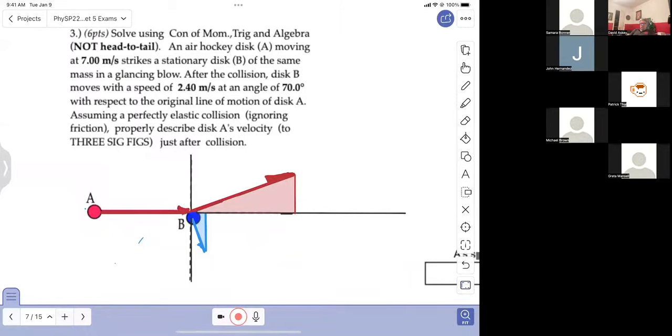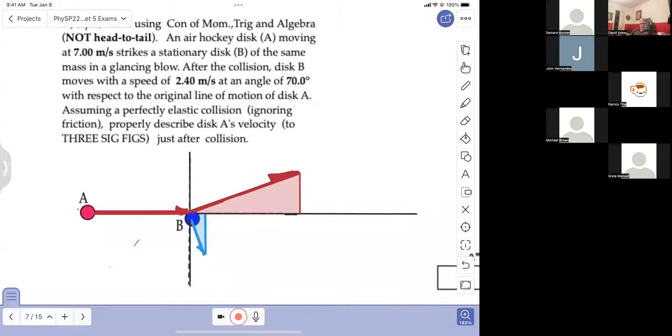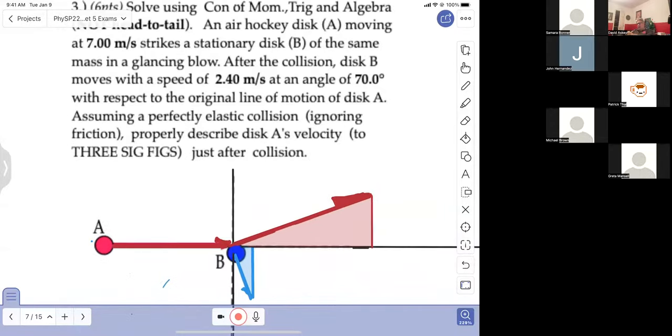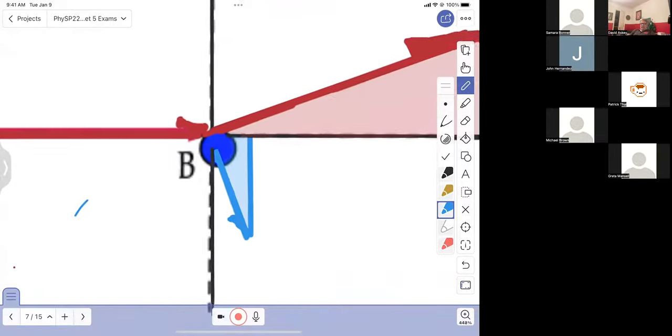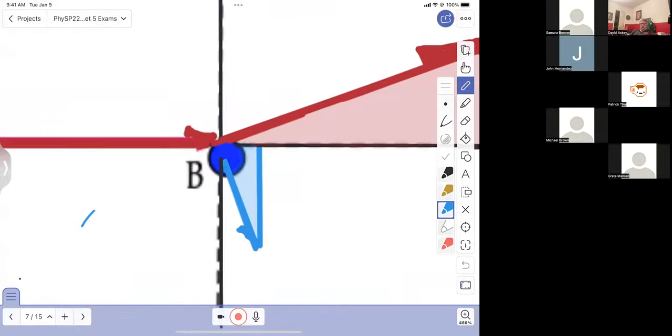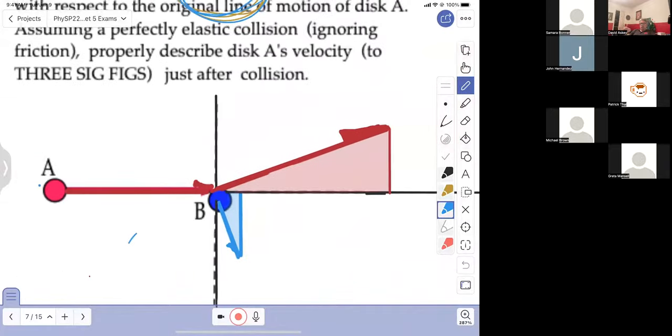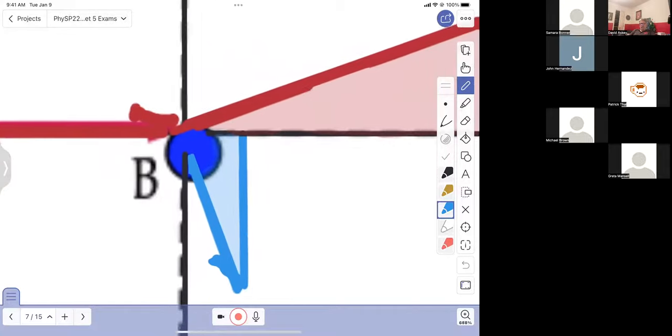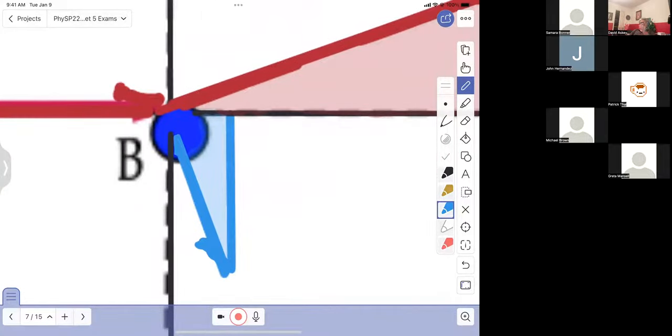Okay, it's moving along, strike stationary disk B of the same mass at a glancing blow. After the collision, disk B moves at a speed of 2.4. See, this is something you did not have. You didn't have that on the worksheet, and that made it really hard. So when you're given that, that's that blue velocity vector's length, the hypotenuse's length, which helps you a lot. It's going to make it a lot easier. And that's 70 degrees. The blue triangle comes off from the direction of motion at 70 degrees.